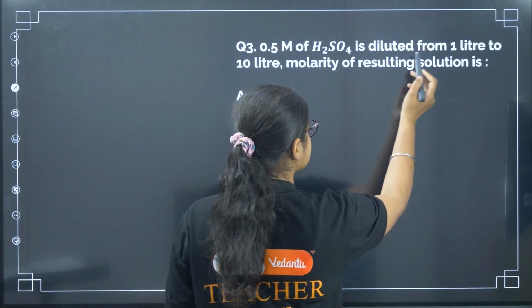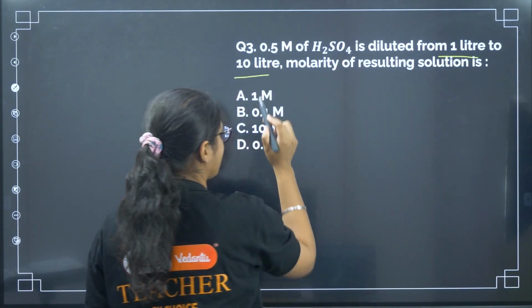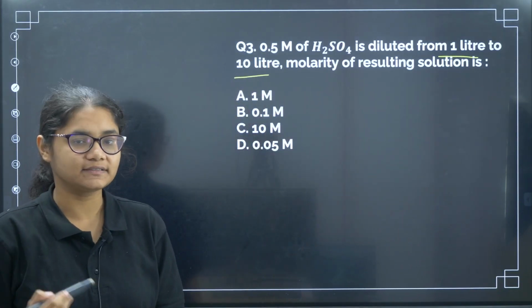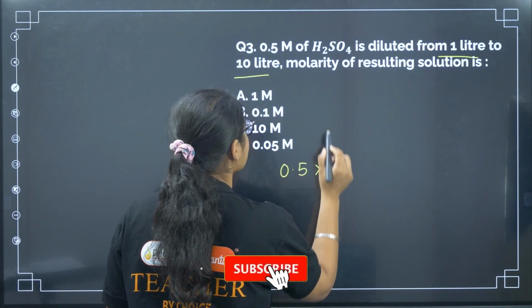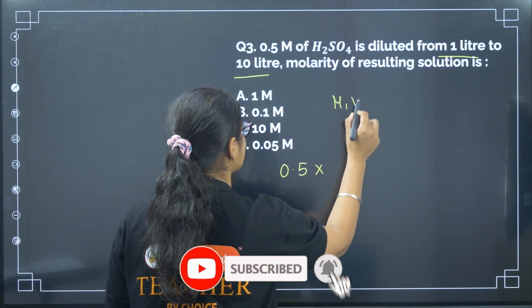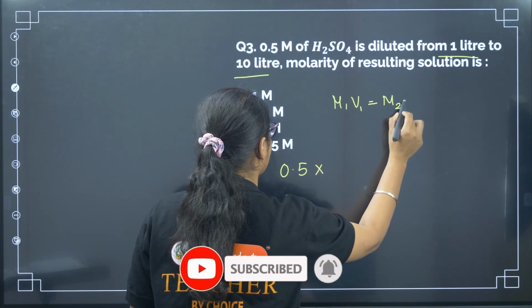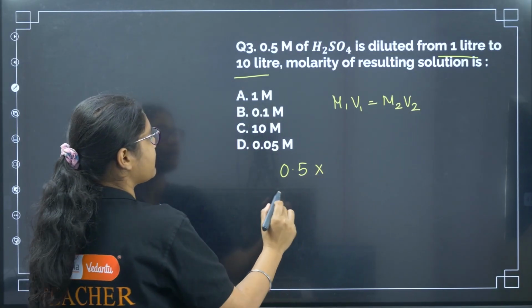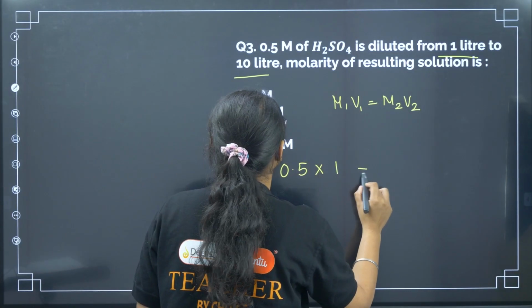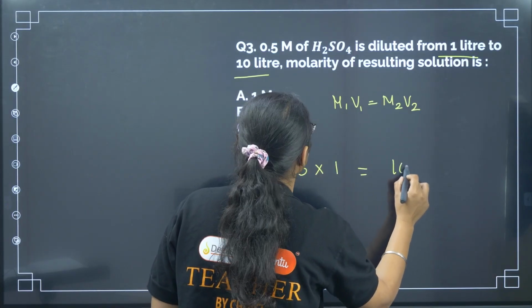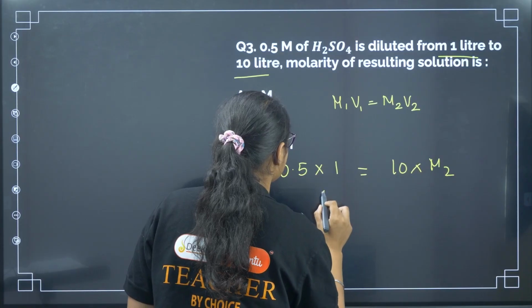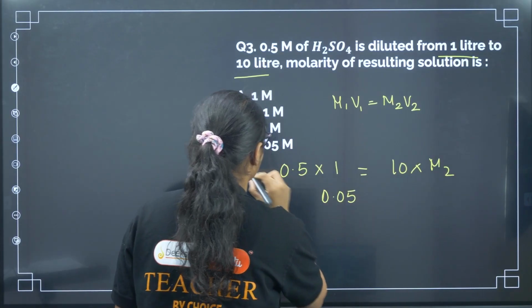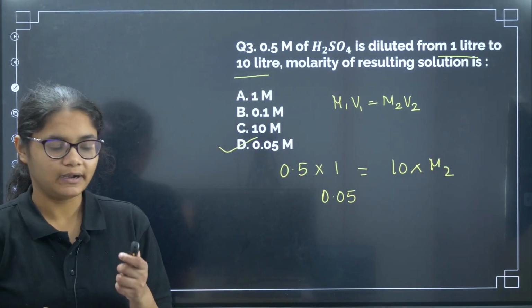0.5 molar H2SO4 is diluted from 1 liter to 10 liter. Find the molarity of the resulting solution. So here we have to use the dilution formula, M1V1 is equal to M2V2, right? So 0.5 molar into 1 liter is equal to 10 liter into M2. If you solve this, we will get 0.05. So the correct answer for this question is option number D.